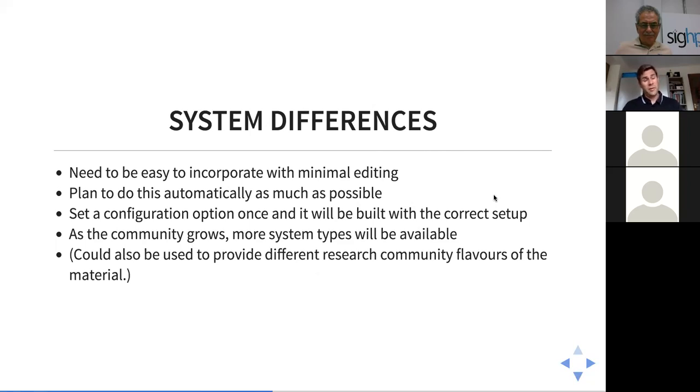And one of the benefits of this is it could also be used to provide different research community flavors of the material. So you could easily swap out, say, computational chemistry examples for life science examples, or for economics examples within the practical training itself.